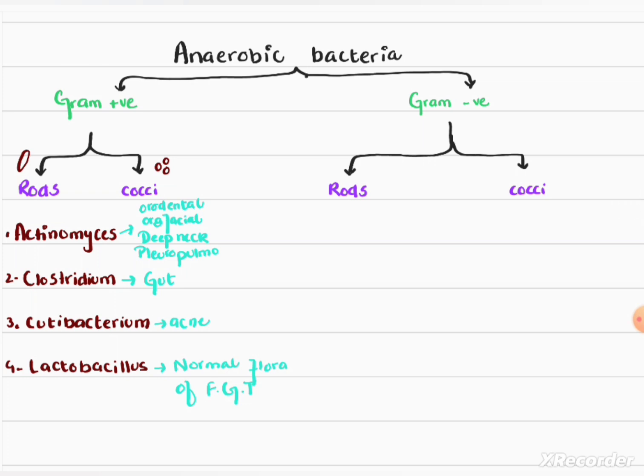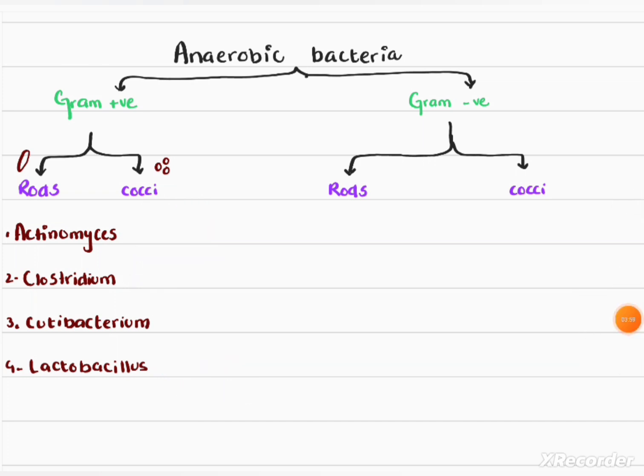Now we will move towards the cocci. In the cocci class, we only have one bacteria, which is Peptostreptococcus. Now, this Peptostreptococcus is basically a part of the female genital tract, and it is the bacteria that is mainly responsible for the infections that originate in the female genital tract. So, clindamycin can be used for the treatment of infections originating in the female genital tract.